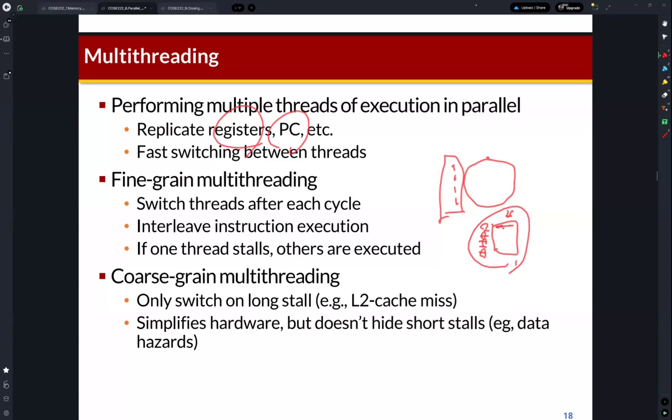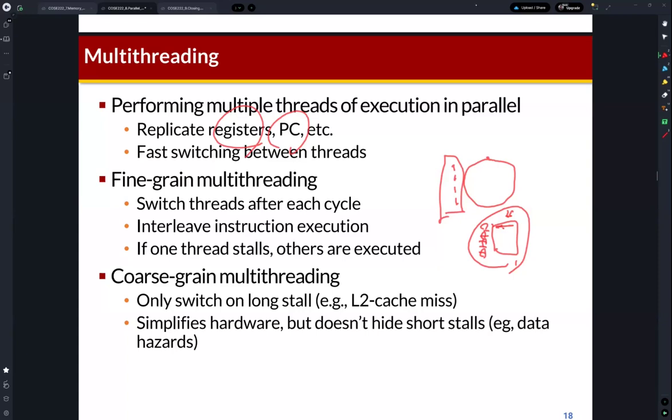Actually, modern processors include multiple processing units, such as the ALUs, right? So if we increase the number of these components, the multiple registers and the multiple program counters, then we can utilize these multiple processing units using multi-threading. Okay, so this is the idea of multi-threading.